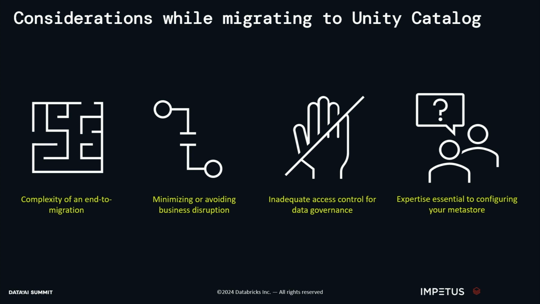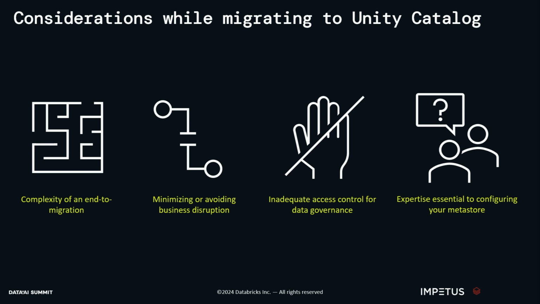Now, assuming that we've been sold on Unity Catalog, what are some of the considerations we would want to keep in mind as we are migrating to Unity Catalog? One is to understand the complexities of the end-to-end migration. We are not just dealing with a Metastore migration. We are also looking at the tables, the views, the notebooks, the clusters, you name it, you have it. All of these things need an end-to-end view when we plan for this overall migration.